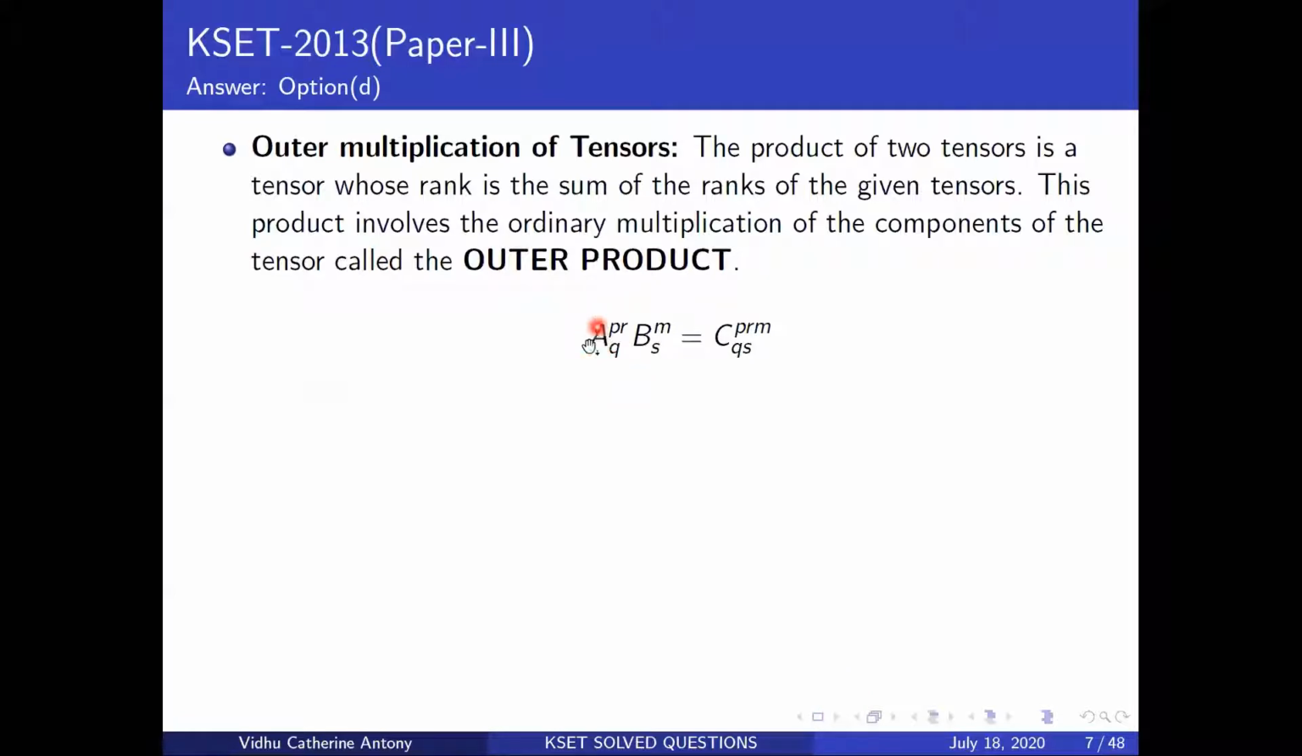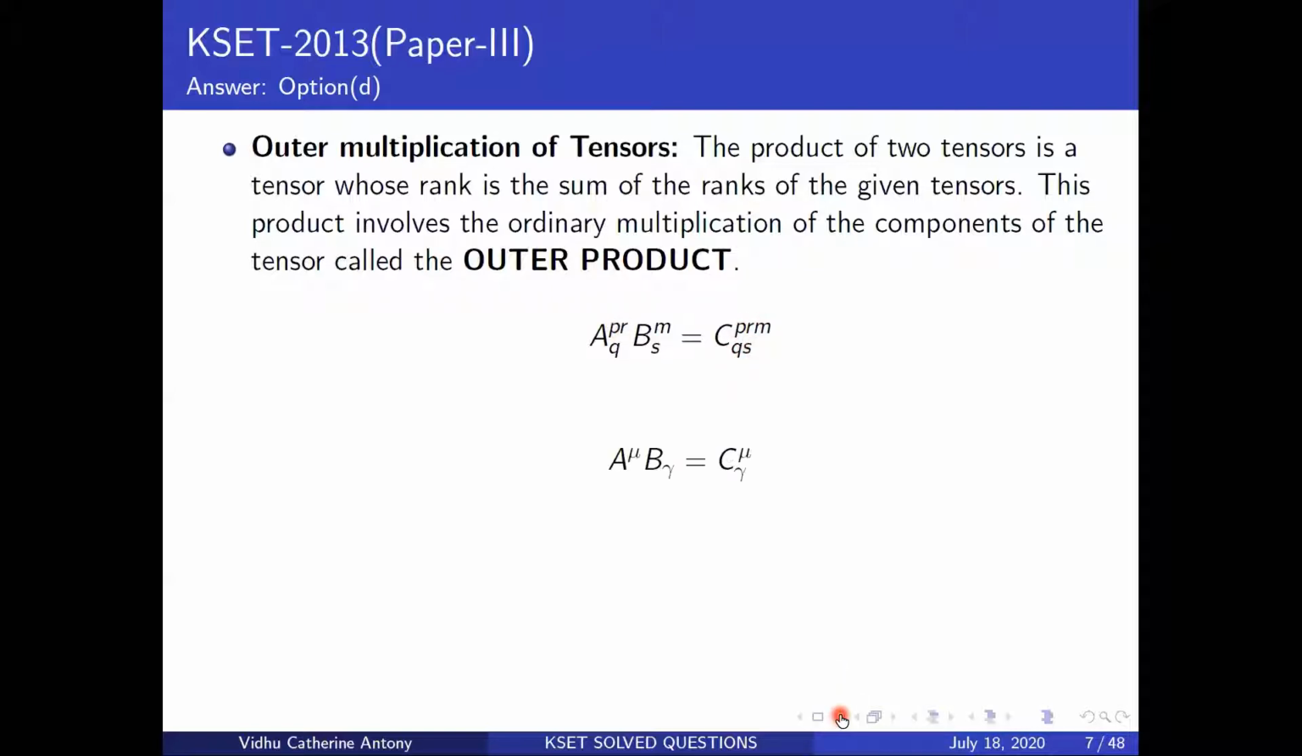If you have a tensor which has two contravariant components and one covariant component, and you multiply it with another tensor with one contravariant component and one covariant component, you end up with a product of all those components over here. So you have P, R, M, and QS.